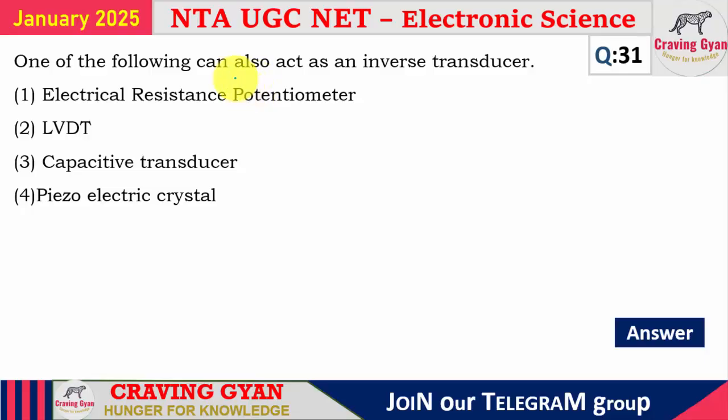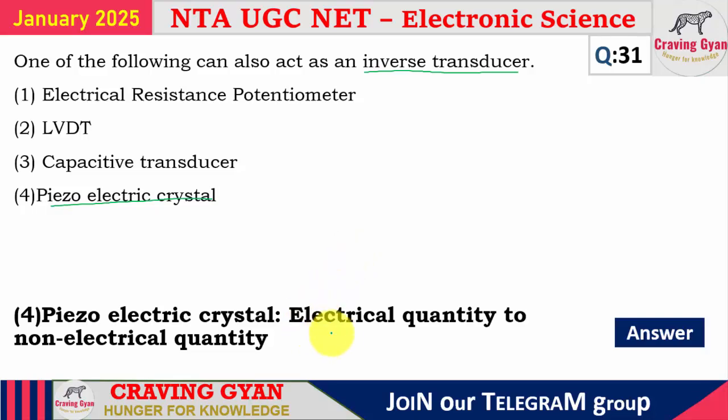In 31st question, what they have given is, one of the following can also act as inverse transducer. In the options they have given electrical resistance potentiometer, LVDT, capacitive transducer, piezoelectric crystal. We know that this piezoelectric crystal is going to convert from electrical quantity to non-electrical quantity, as the definition itself says. What do you mean by inverse transducer? It means it is going to convert from electrical quantity to non-electrical quantity. Option 4 is going to follow.